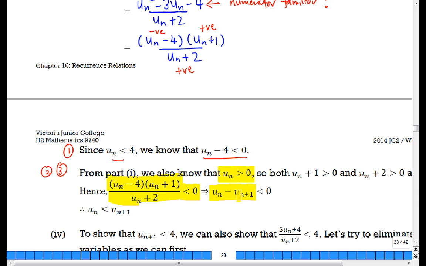And of course, I can bring this across. I can safely make this conclusion.